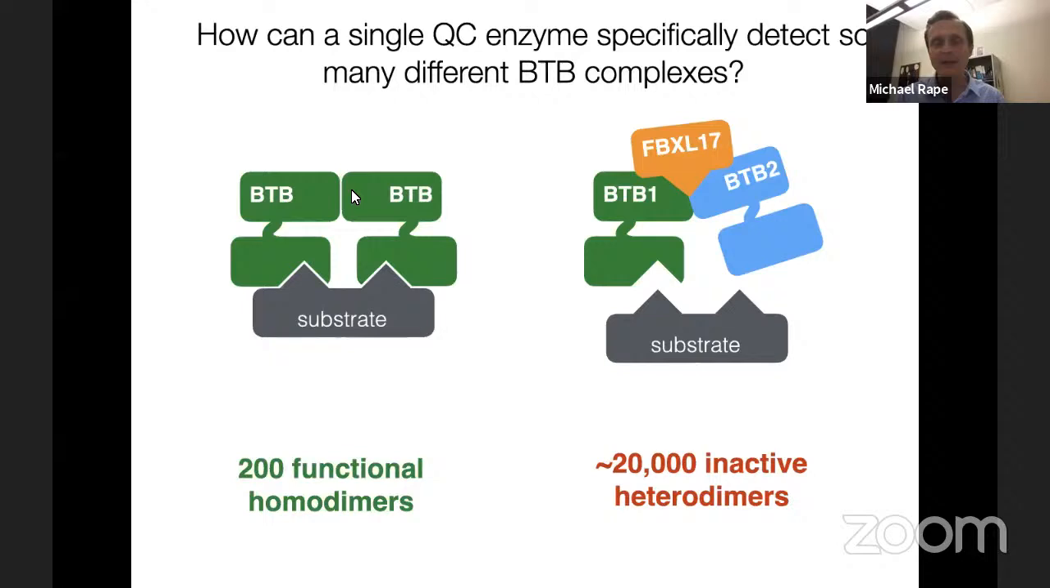Making this a bigger problem, some of these complexes will have the same subunits, only that there is one copy of the subunit in this complex that's recognized and two in the complex that's not recognized. So how can an enzyme maintain the specificity on one hand and versatility on the other side that it can recognize up to 20,000 specific substrates?